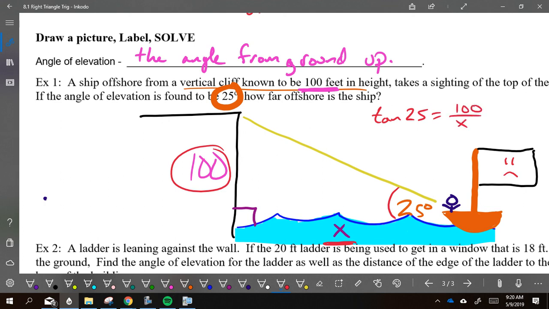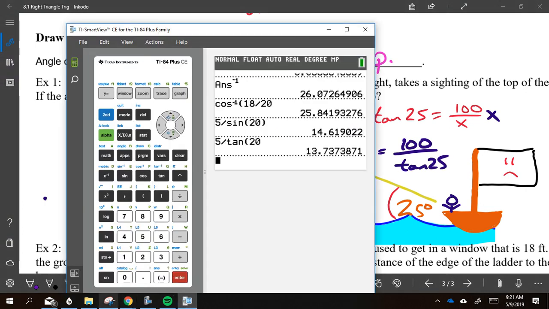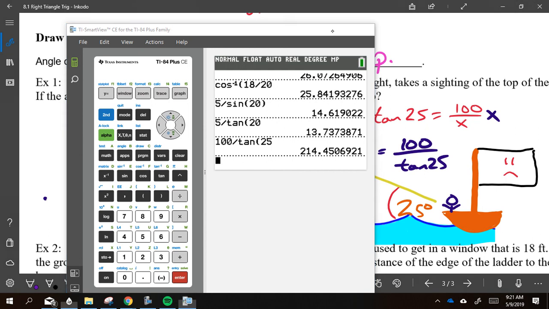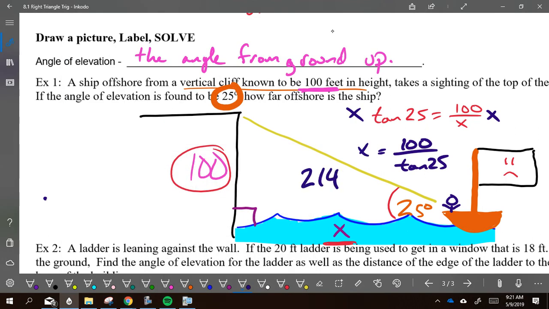If we're solving that thing, Courtney, what am I going to do? Multiply x on the other side, and then what? Then divide tangent. 100 divided by tangent at 25. Good. So in her calculator, she is taking 100 divided by tangent at 25. I type it in. I hit enter. 214.45. That is x. Make sense on that one?